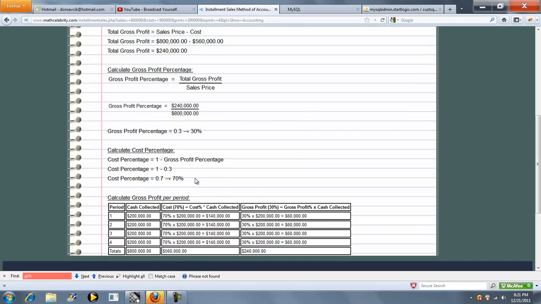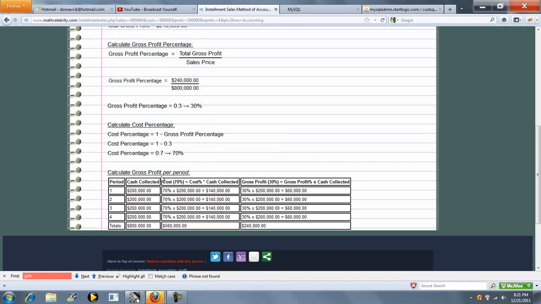Next is the cost percentage, which is just 1 minus the gross profit. And finally, we build a gross profit per period table. So we've got cash collected, which is the installment payment, the cost, which is cost percentage times that installment payment, and finally the gross profit, which is the profit percentage times the installment payment. So we show each period, and then we total it up. And that's pretty much it.